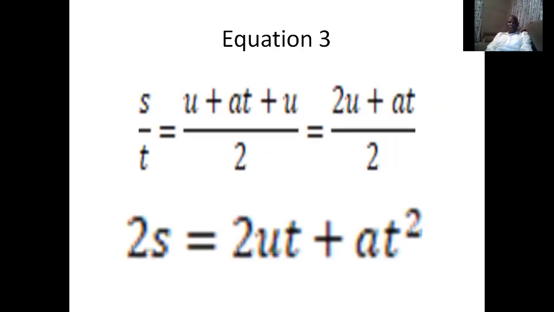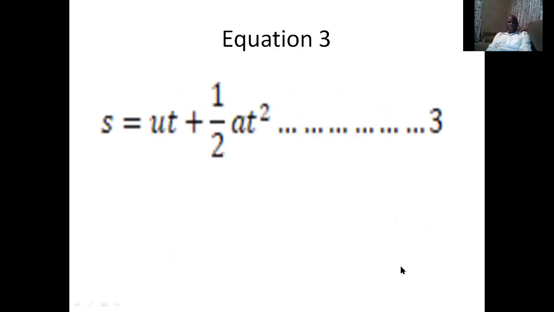Therefore, from here, now we can divide by the 2 here and here's the 2. Let this 2 go. And it gives us the third equation, where we're saying displacement is equal to initial velocity times time plus half times acceleration times t squared. So this is an important equation that we need to know. And we have known how to derive it, how to come up with it.